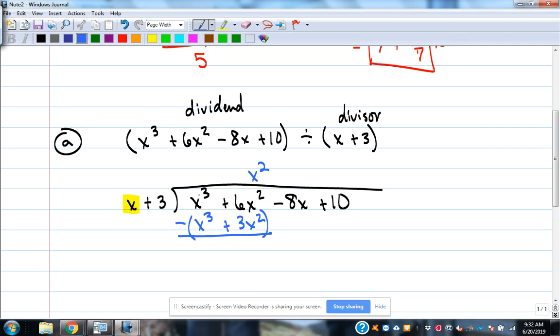Okay. X cubed minus x cubed, they cancel each other out. That's what we want to happen, right? And then 6x squared minus 3x squared would be 3x squared, right? Now in long division, the next thing that you would do if it were numbers would be bring the next digit down, right? Well, we're going to bring the next term down, the minus 8x. So we're going to drop the minus 8x down here. The plus 10 is still there. We'll use it later, okay?